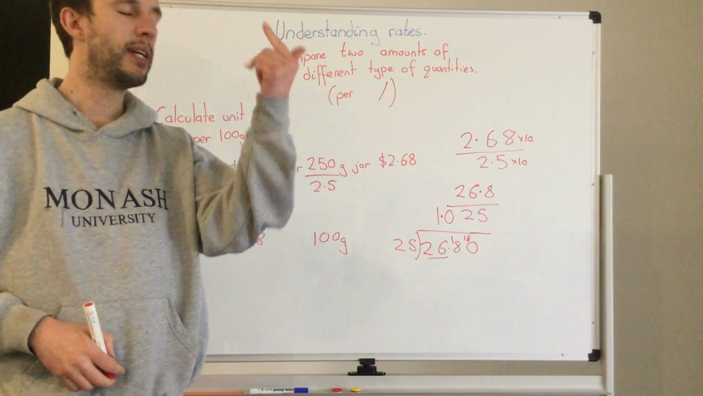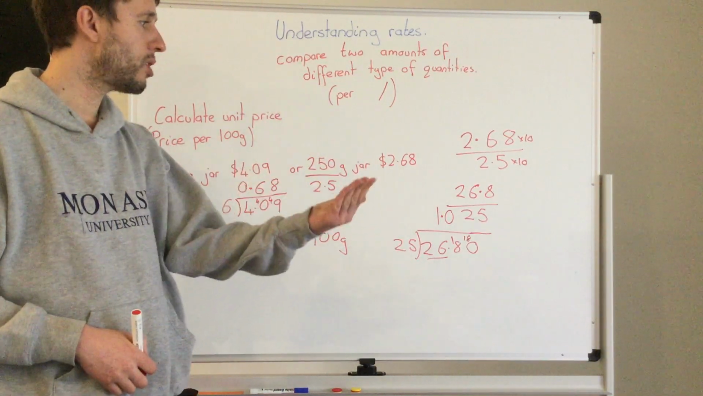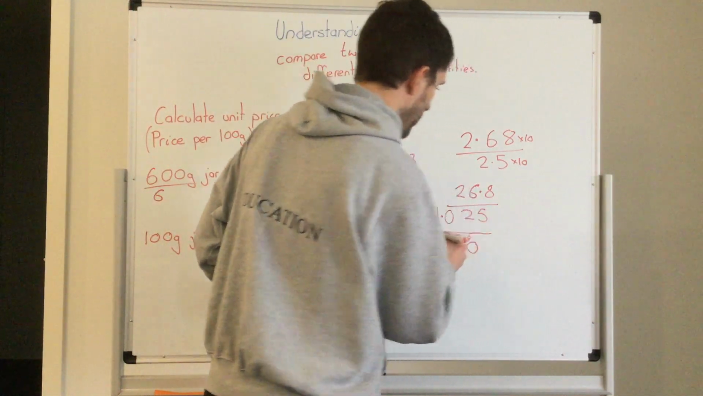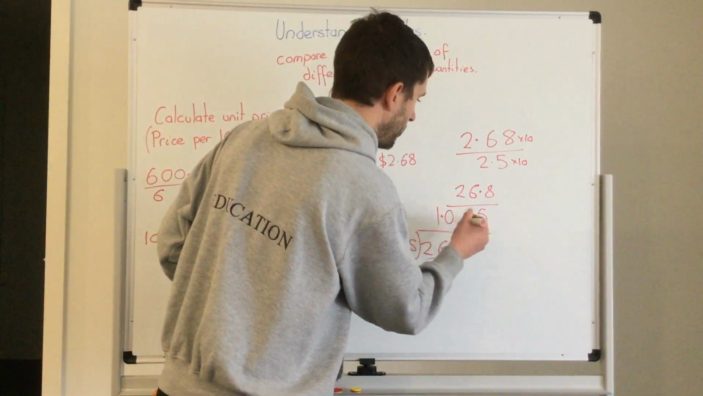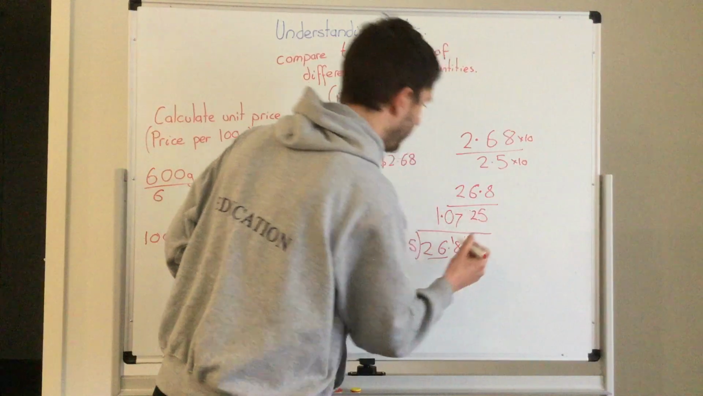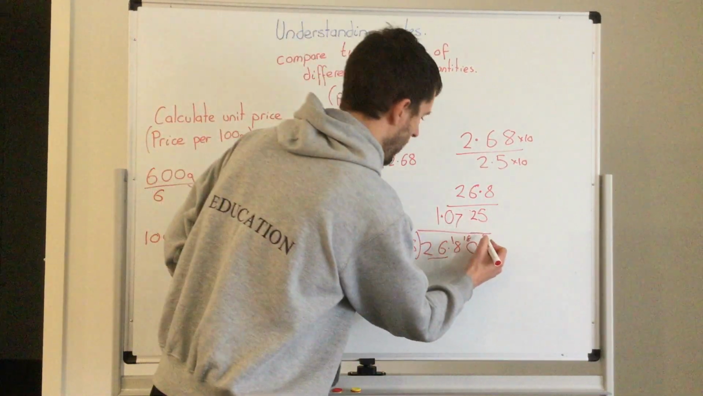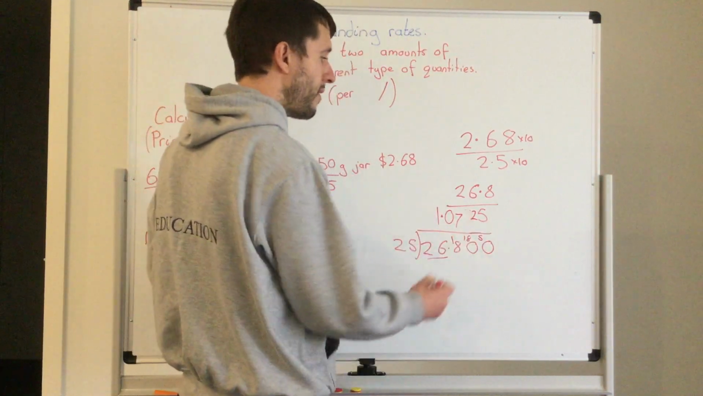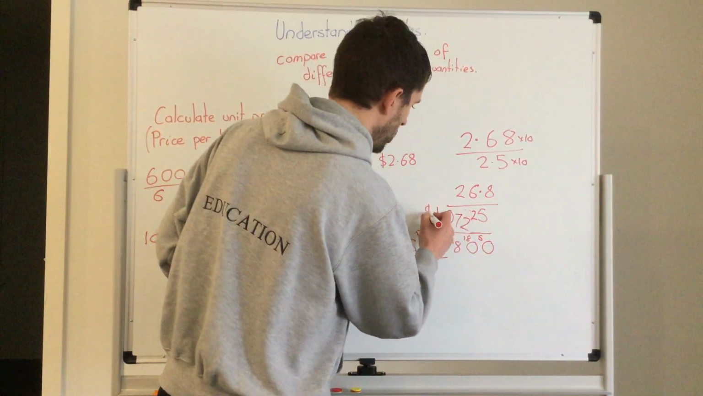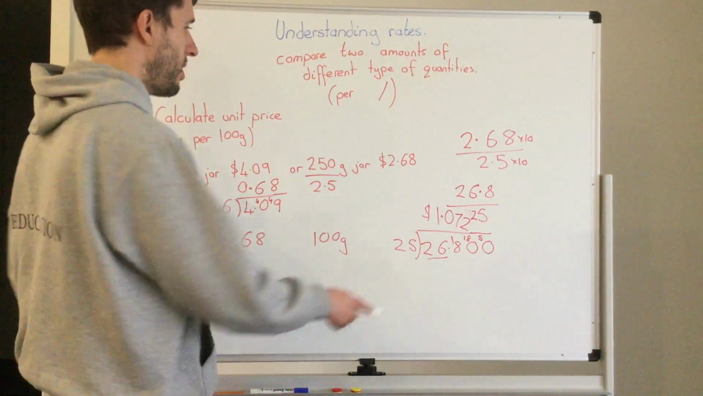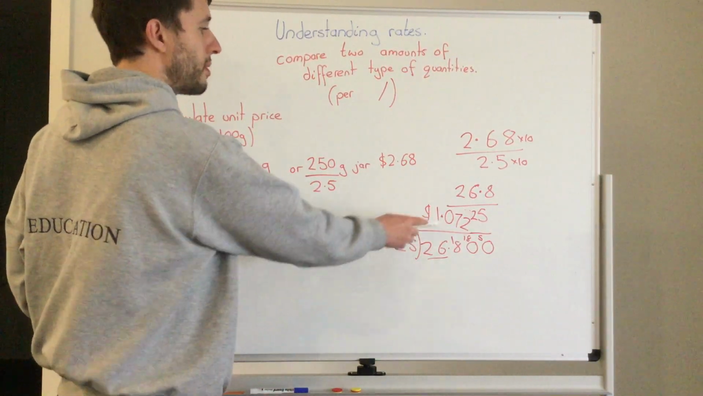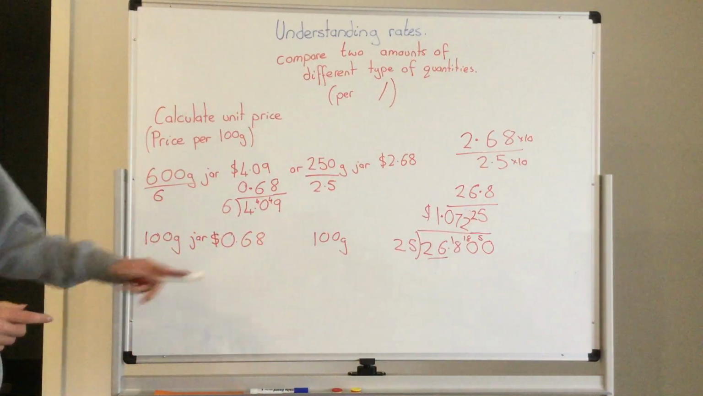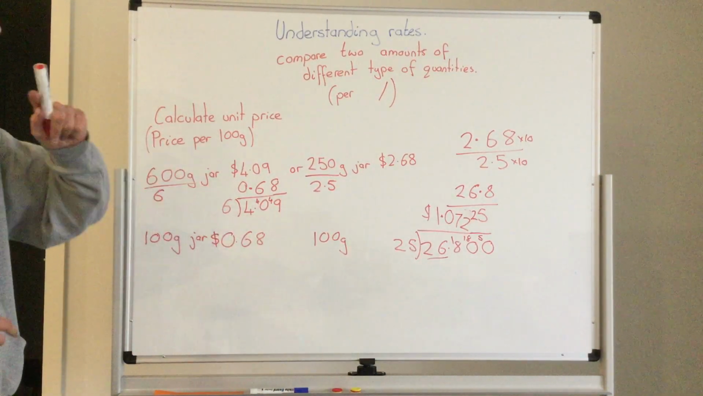25, 50, 75, 100, 125, 150, 175. So that means it will be 7. And I've got 5 left over. I drop the 0. How many 25s in 50? 2. So straight away I can see that per 100 grams it's $1.07 compared to 68 cents over here.